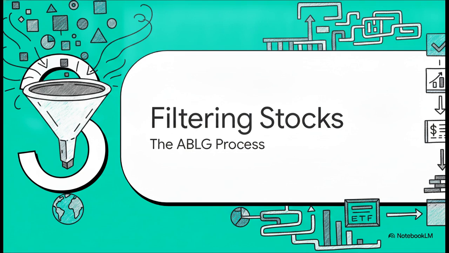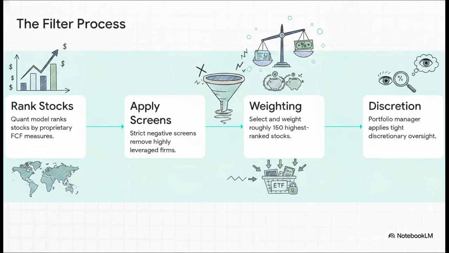Section 3, how ABLG filters stocks. Let's move on and see how this builds from pure theory into an actual tradable strategy. So how exactly does ABLG whittle down the massive global equity universe? Well, it works kind of like a giant funnel. Step 1, their quantitative model ranks international stocks globally based entirely on those proprietary free cash flow measures we just unpacked. Step 2, they apply very strict negative screens to filter out the bad actors.